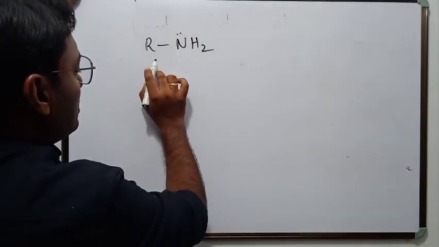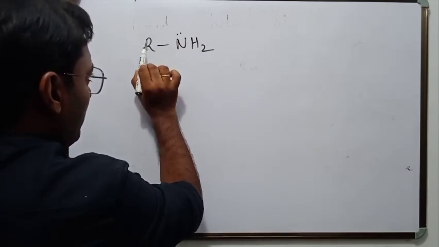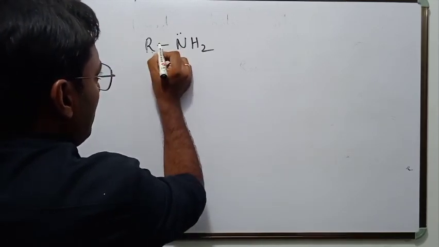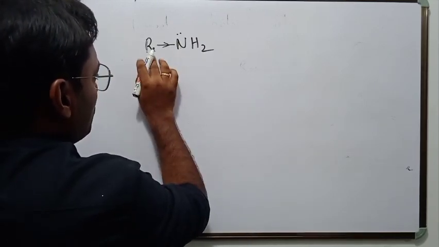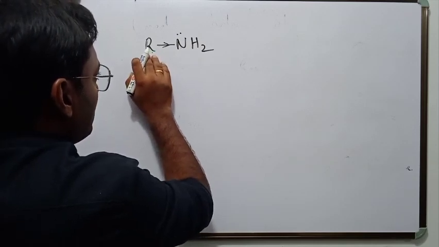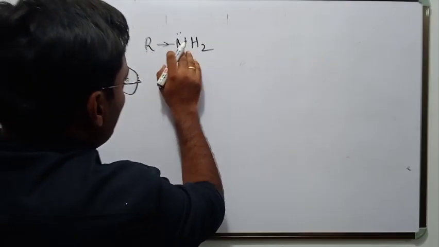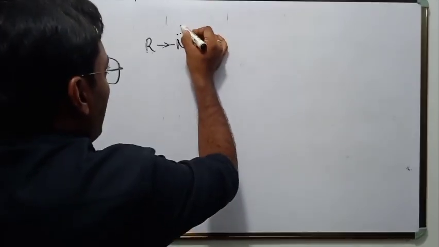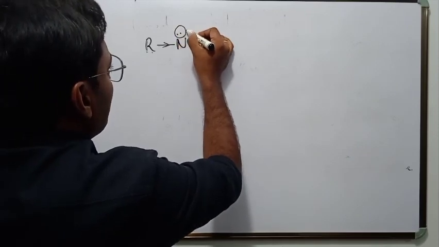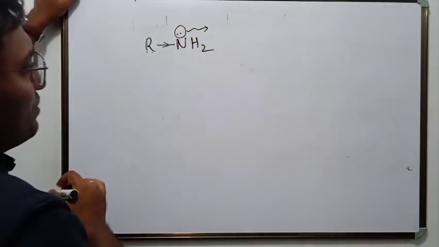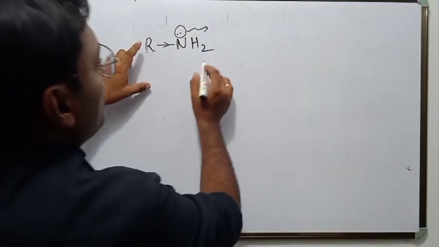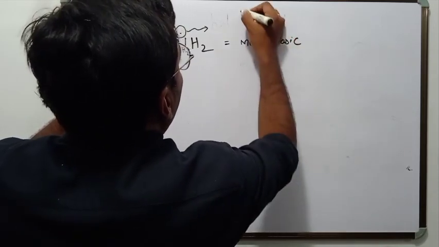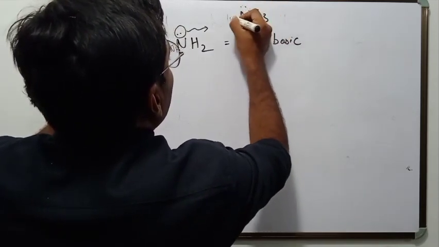Now if you see, an electron pumping group, alkyl group, is directly attached to nitrogen. It will pump its electron to nitrogen. So the electron cloud of the alkyl group will be somewhat shifted to the nitrogen atom. That would increase the electron density around the nitrogen atom, and cause higher availability of the lone pair of electron. So this would be more basic compared to ammonia, where there is no R group.